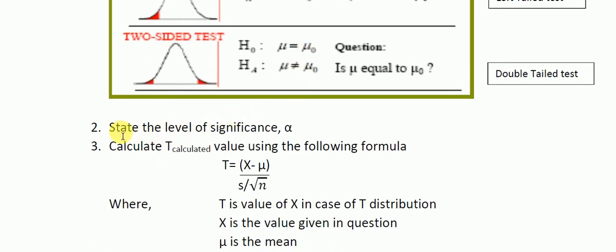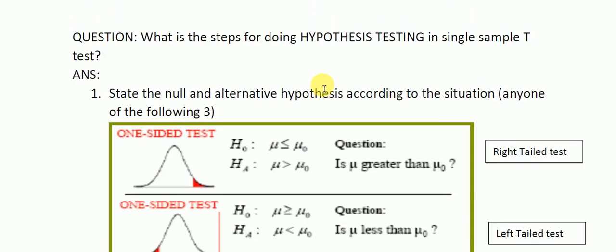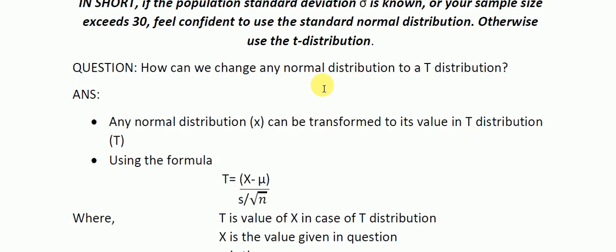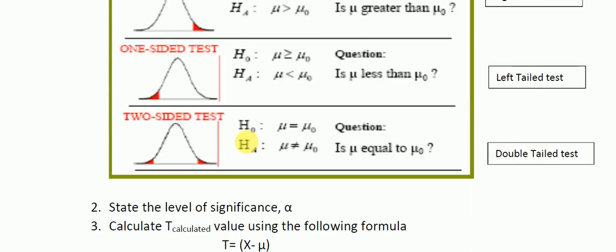Okay, so then the second step is state the level of significance, not the level of confidence, rather the level of significance. Level of significance is alpha, and normally it will be given in the question. So then the third step is to calculate the calculated value using the following formula. So if you recall, in the start of this section we discussed a formula, t is equal to x minus mu over s divided by under root n. So this is the formula that we are going to use now.